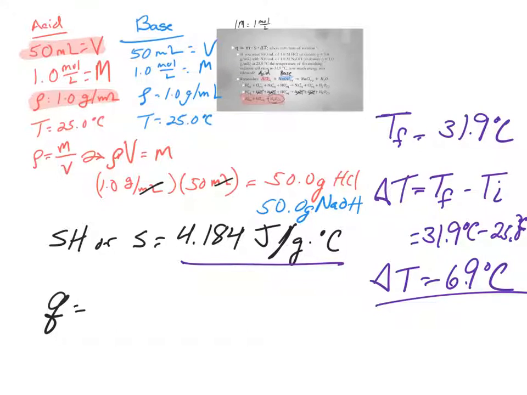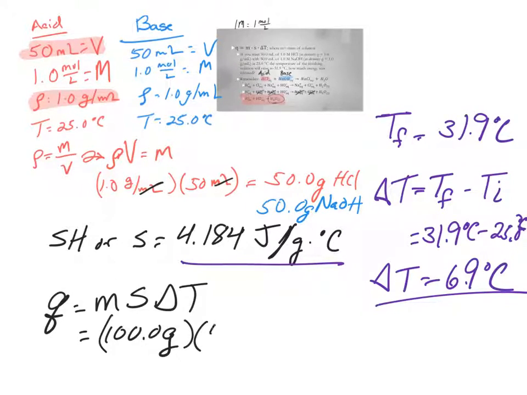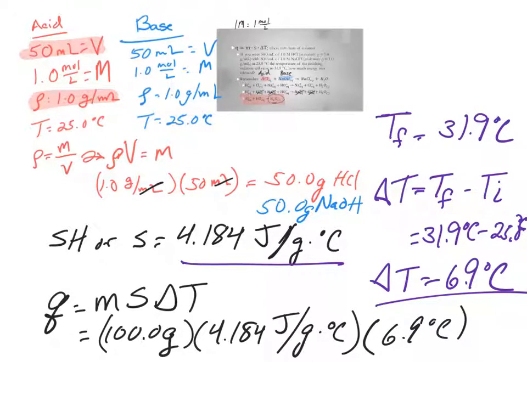Let's just say we have 100 grams of water in there, because the thermometer is going into the water that is surrounding the reaction. So that water surrounding it is going to absorb the heat and then give it to the thermometer. So the thermometer is actually measuring the temperature of the water. And so what we'll get here is 100 grams times 4.184 joules per gram per degree Celsius times 6.9 degrees Celsius.